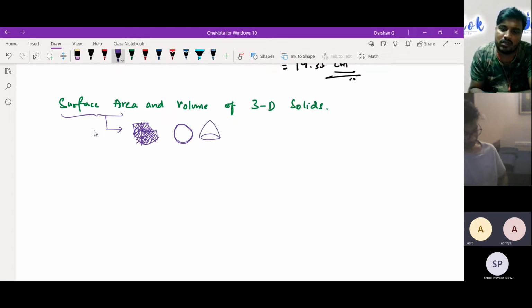So for example, in the cone, we are concentrating on this cone part of it, plus the outer down part as well. We are concentrating on both the parts. So this will give the surface area.